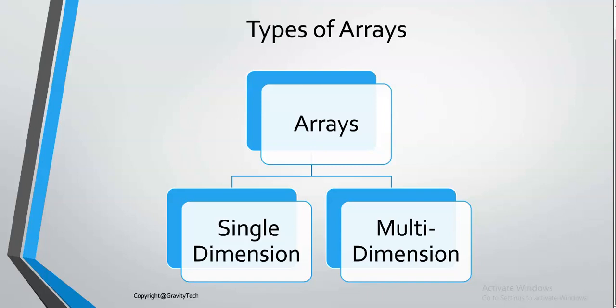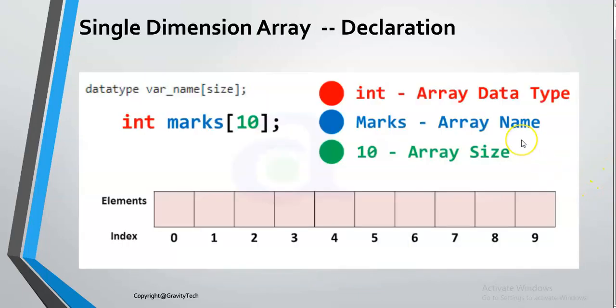Now let's look at the types of arrays. So there are 2 types of arrays. Arrays are broadly categorized into single dimensional array and multi-dimensional array. Single dimensional array means only one row and multiple columns. Remember. Whereas multi-dimensional array is basically multiple rows and multiple columns. Okay. Now we will look at the multi-dimensional array afterwards, but right now we will look at the single dimension array. So how does the single dimensional array declaration look like?